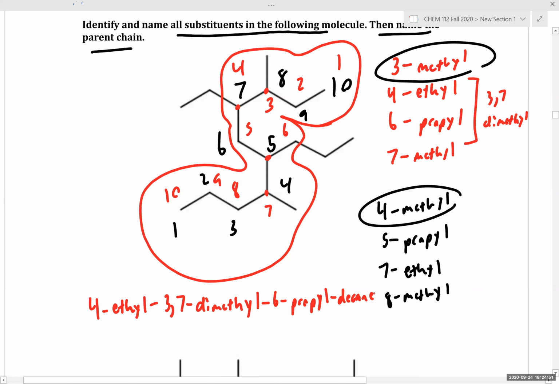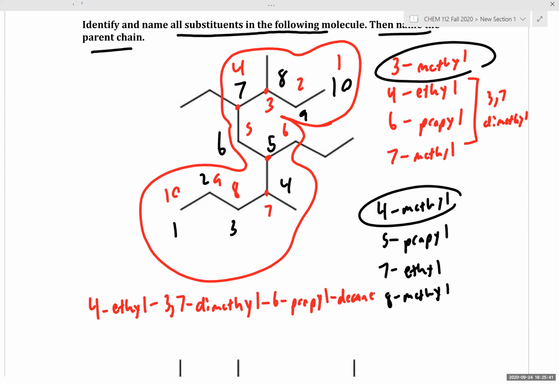And if I punch this structure into Marvin Sketch, and I have Marvin Sketch tell me the name of this structure, we see that it's a perfect match. Let me just punch it into Marvin Sketch really quickly just to make sure. Let's see if we did this correctly. 4-ethyl, 3,7-dimethyl, 6-propyl decane. Exactly right.